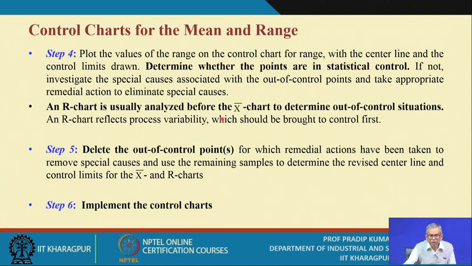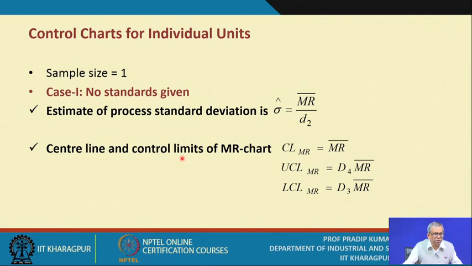An R chart is usually analyzed before the X bar chart to determine out of control situations, and then you delete the out of control points for which remedial actions have been taken, and then you go for the final control chart, like we follow for the P control chart. So the same procedures you have to follow. Is it okay? First you determine the preliminary control limits, then from the preliminary control limits you go for the final control limits, and then you take actions for implementing the control chart. Is it okay? So this is the thing.